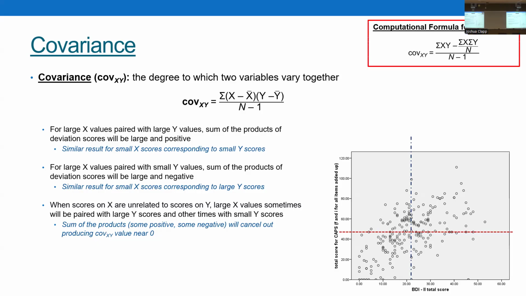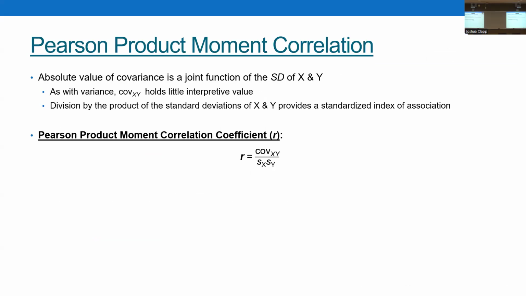All right. Up here is the computational formula for covariance. It's sort of an easier way to go through and calculate. And what we know about covariance is that it's a joint function of the standard deviation of X and the standard deviation of Y. Now this is where we start to get into some differences with the calculation of correlations with continuous variables versus our discrete group metrics.